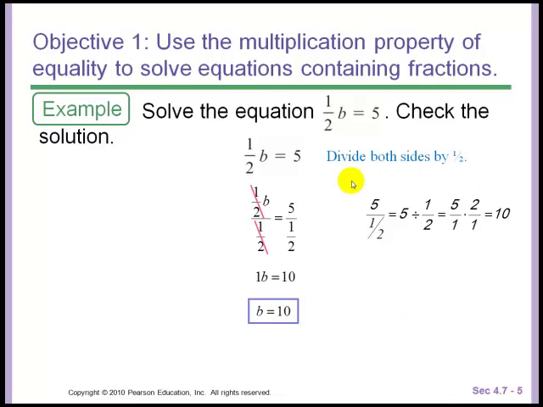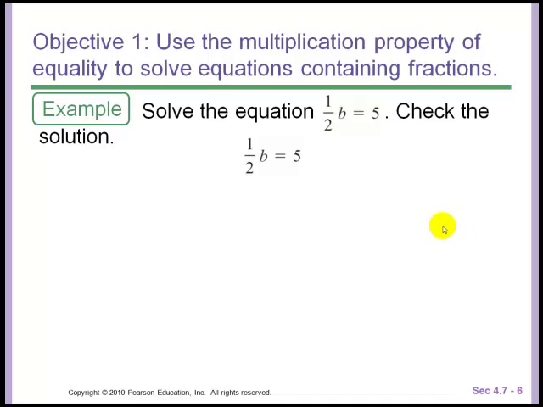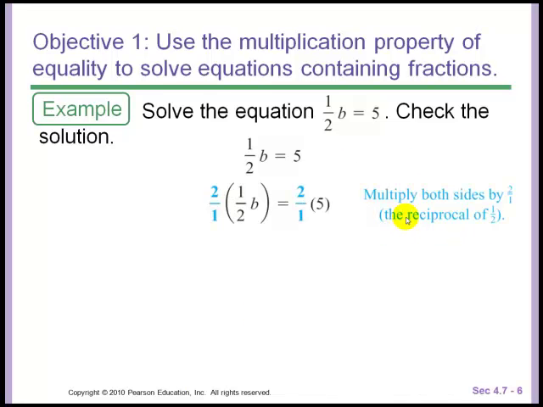Now, it is possible to shortcut this process. We know we're going to divide by this coefficient, the 1/2, but when you divide by a fraction, you always multiply by the reciprocal. So we can simply jump ahead and multiply by that reciprocal. The reciprocal of 1/2 is 2 over 1. Let's multiply both sides by 2 over 1.